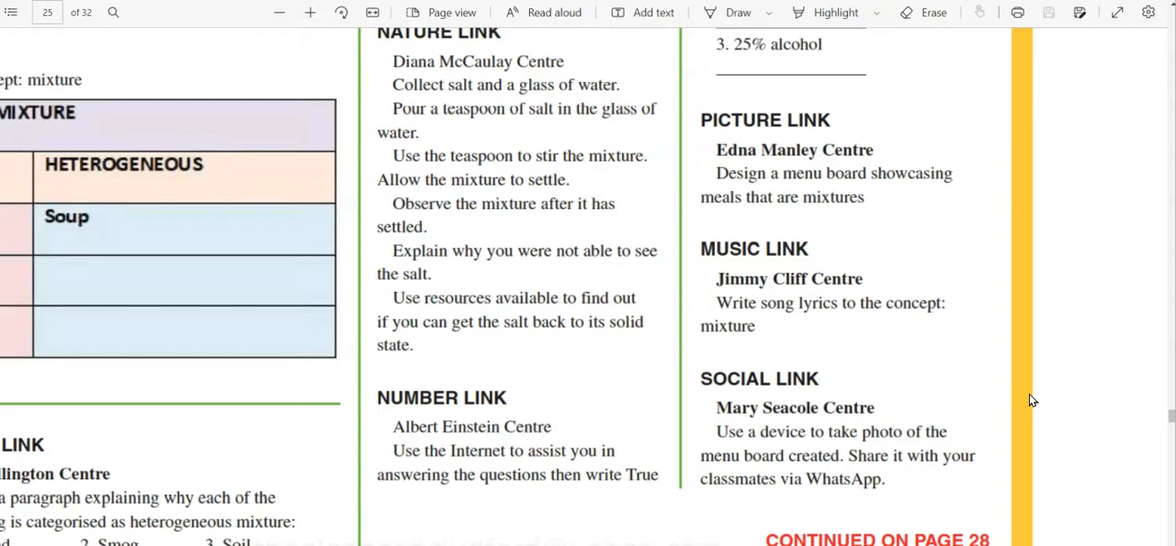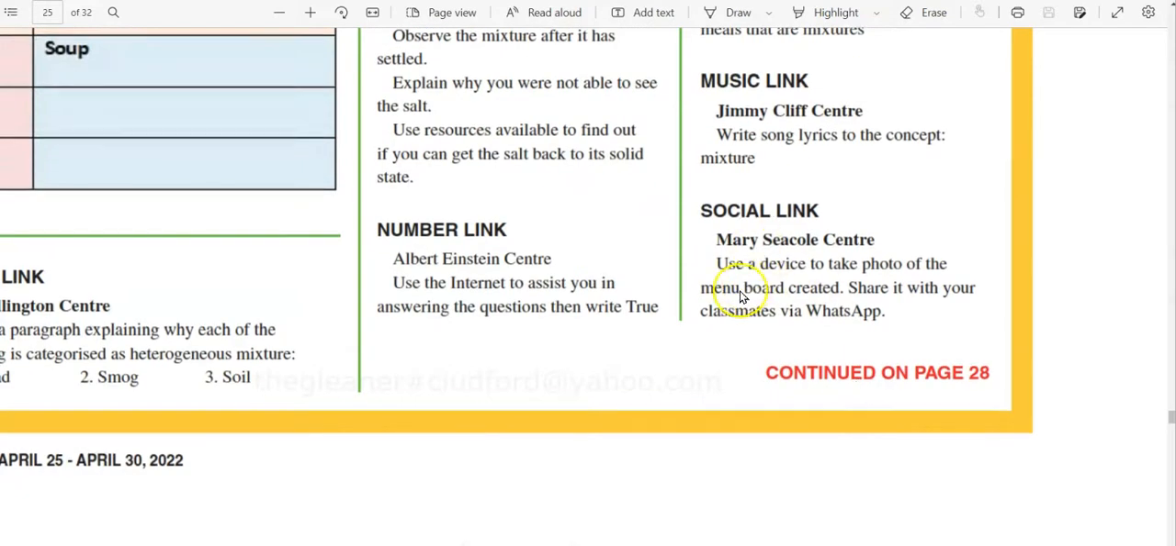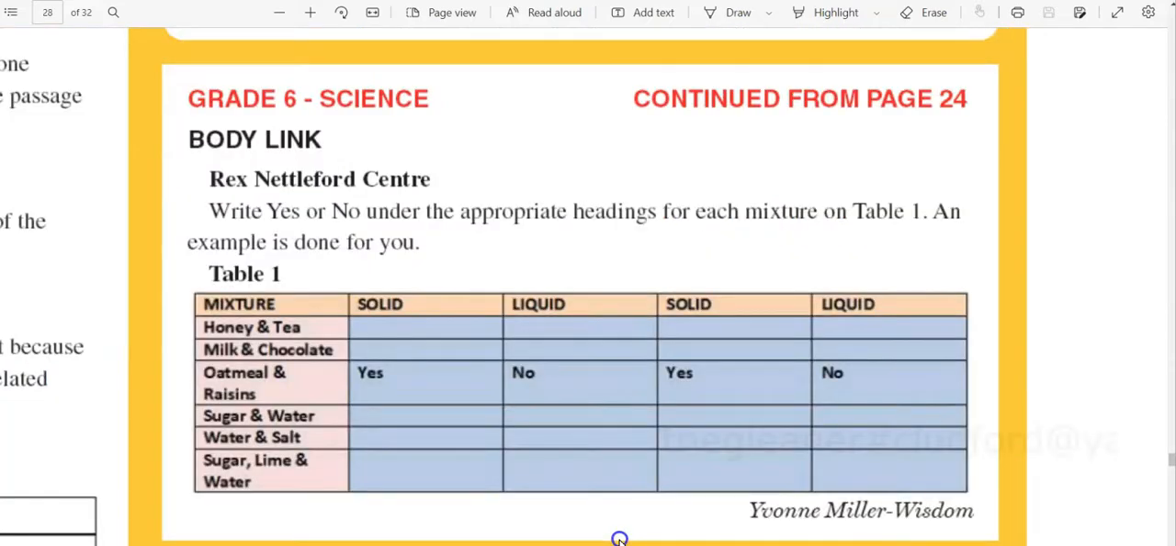MusicLink from the Jimmy Cliff Center. Now we want to write song lyrics about the concept mixture. Or SocialLink from the Mary C. Cole Center. Use a device to take a photograph of the menu board created and share it with your classmates via WhatsApp. So the BodyLink from the Rex Nettleford Center.